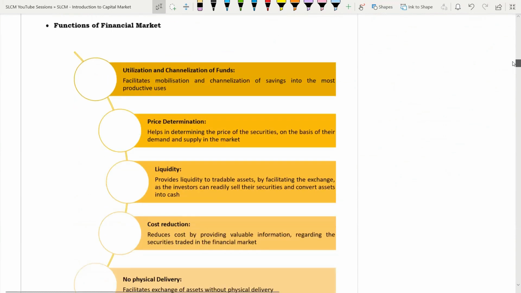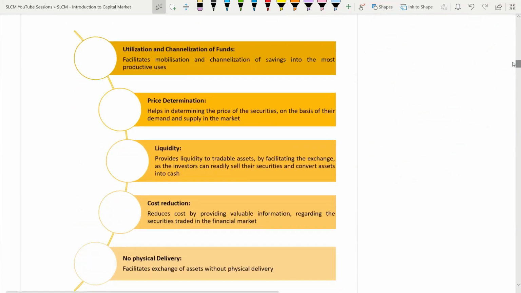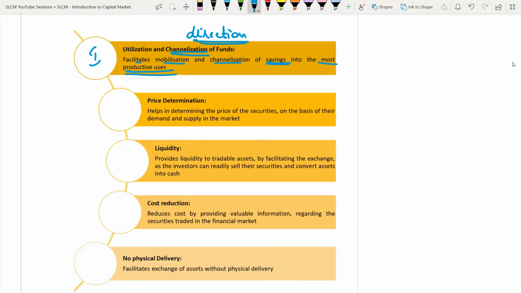Now, what are the main functions of the financial market? Like I told, the first and foremost is channelizing the funds. What does this mean? Giving direction to the funds. Instead of keeping the funds idle in the bank accounts, it is better that money can be utilized by giving it to the people who are in need and thereby earning returns out of the same. So it mainly facilitates mobilization and channelizing of savings into most productive use, that is by giving it to the people who are in need to carry on the business.